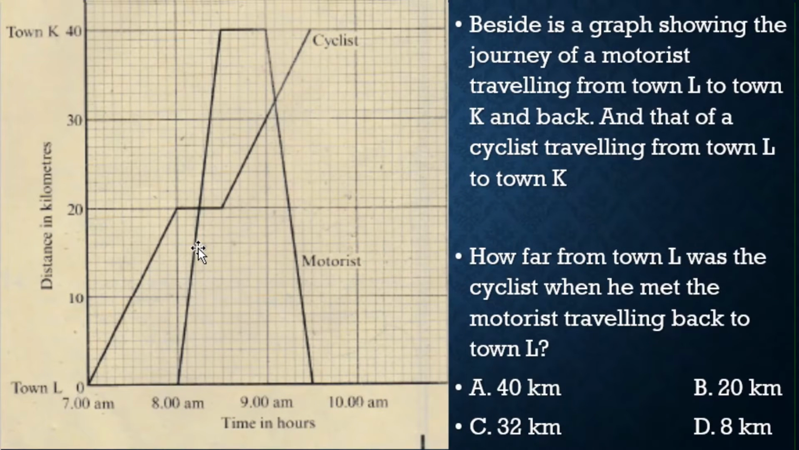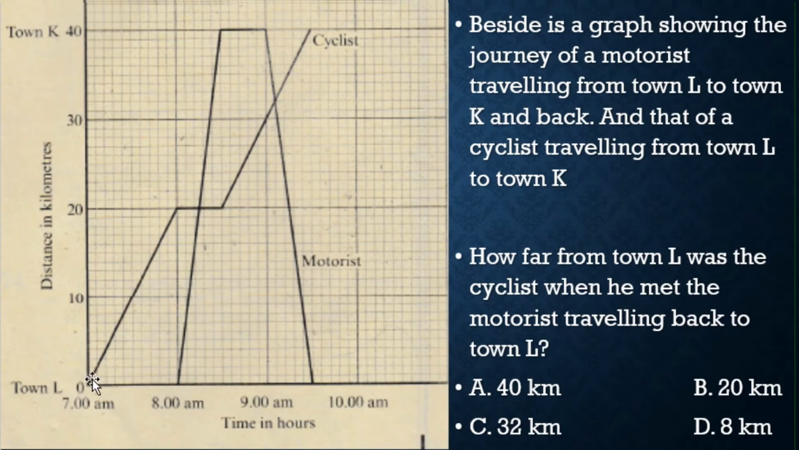Welcome to number 2. Beside is a graph showing the journey of a motorist traveling from town L to town K and back, and that of a cyclist traveling from town L to town K. How far from town L was the cyclist when he met the motorist traveling back to town L? So the first thing is to just look at the graphs.